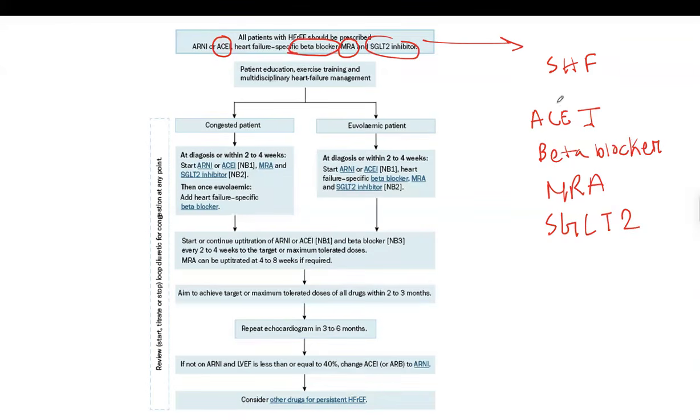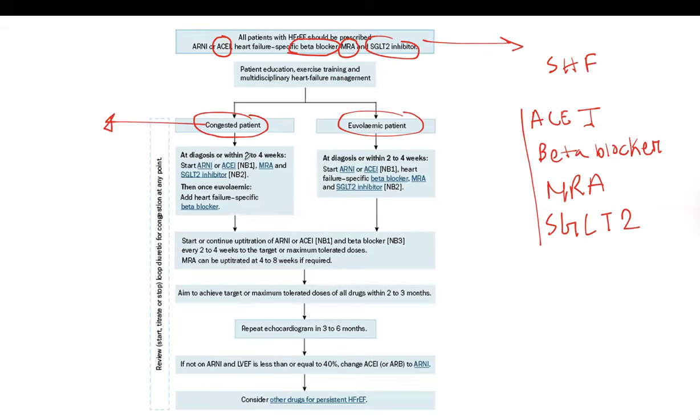So first of all, we have got a patient who has systolic heart failure. The next thing we notice is, is this patient congested or euvolemic? Very important. Congested patient means that they have got all the edema. They have got ascites, they have got pedal edema, they have got pulmonary edema.